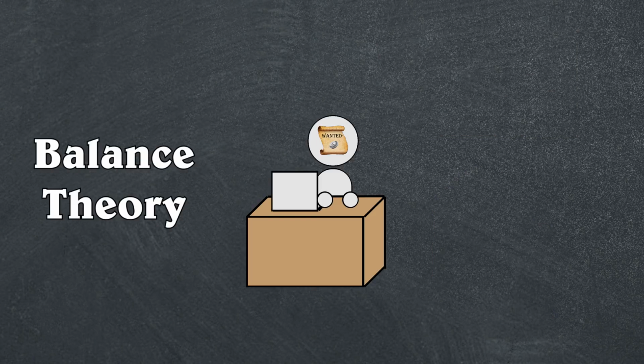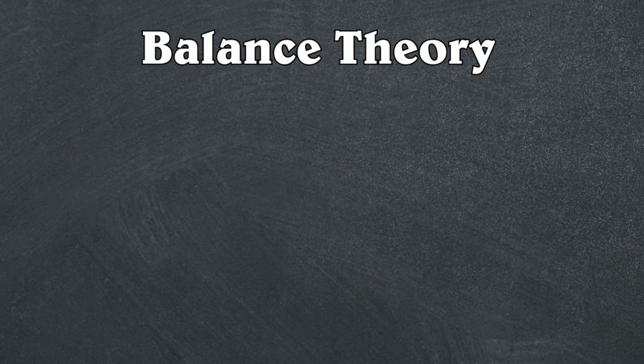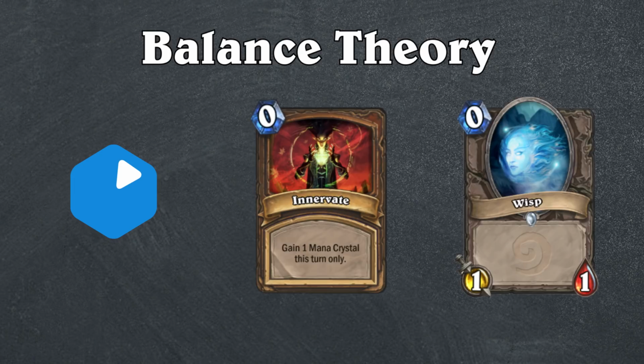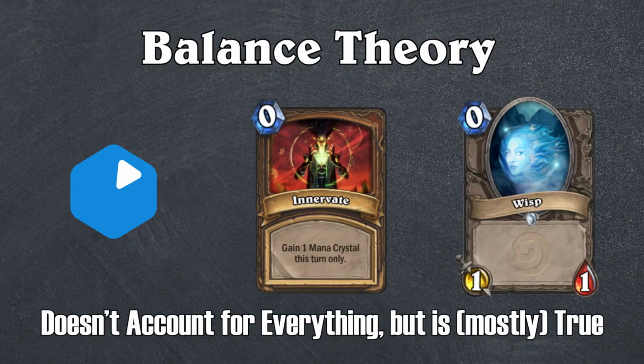Some of you may recall balance theory, a concept I defined that describes a pivotal aspect of Hearthstone. The idea is a bit oversimplistic, but the gist is that a mana crystal, a card, and 1/1 in stats are all worth the same amount. Yes, the concept has some holes in it, but for now let's take it as fact.